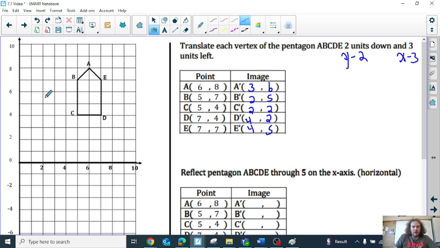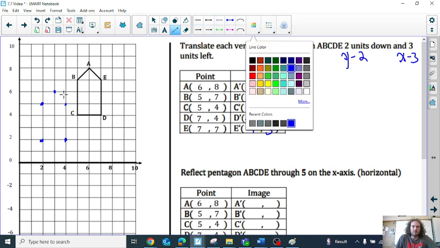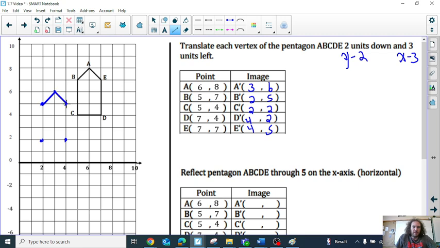So when I put in my new points here, I will find these 5 new points for my shape. So we go over 3 up to the 6, and then 2, 5, 2, 2, 4, 2, and finally 4, 5. Take these points and we'll connect them, and we'll have our new shape A, B, C, D, and E. And there's my A prime, my B prime, my C prime, my D prime, and my E prime.